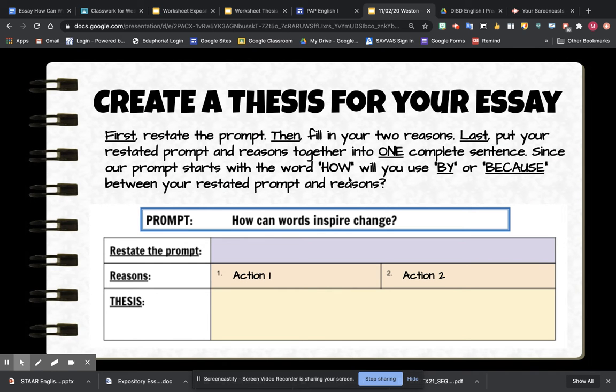So you're going to first look at your prompt that you're going to be writing about, which is our essential question: How can words inspire change? And then give your 2 reasons, and then you'll restate the prompt. Words can inspire change by, we'll put that there, and then give your action 1 and your action 2 words. And then take it and put it all together in this box.